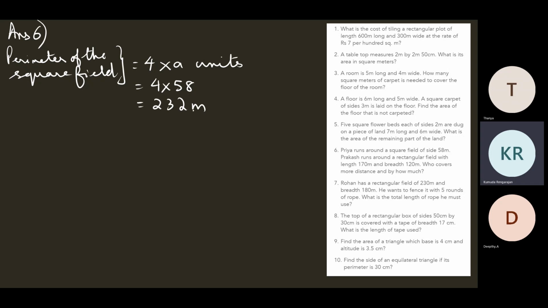Meters. Now, what does this represent? What is this 232? It is the distance covered. It is the perimeter of the square field, which is also the distance covered by Priya. So after finding the perimeter, you should not leave it like that. What does this perimeter mean with respect to this situation? In this situation, perimeter represents the distance covered by Priya.